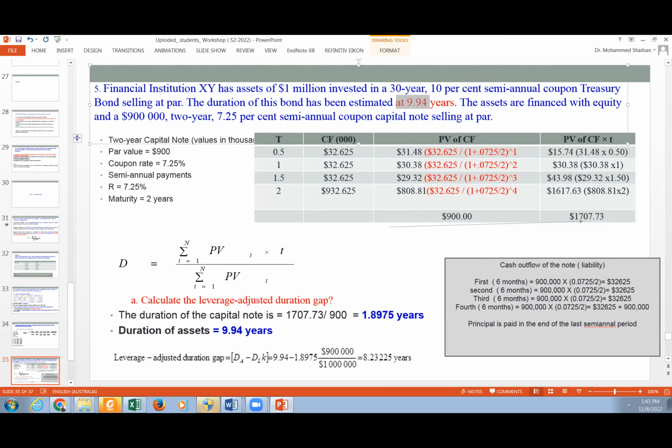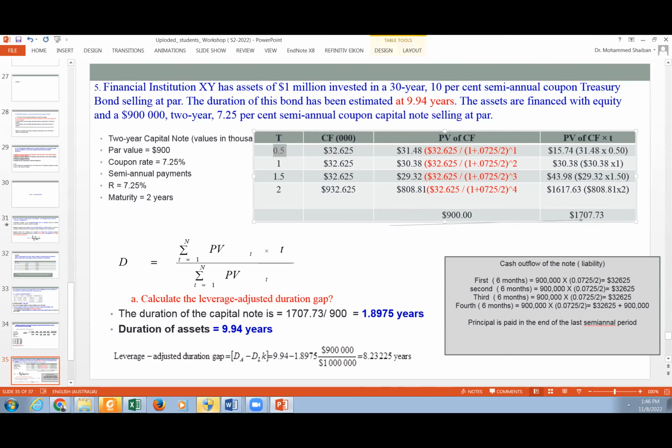So they told us the duration of this bond is 994, the assets. The assets are financed with equity and 900,000 2-year 7.15 semi-annual coupon capital note. So the bank issued a capital note to finance these assets. Now, I don't have to worry about the assets because they will already give me the assets. So what I do now is actually calculating the duration of this liability. And it is semi-annual, which means I will have the first 6 months, then second period, which will be after 1 year. The third payment will be after 1.5 years, and the fourth payment will be after 2 years.